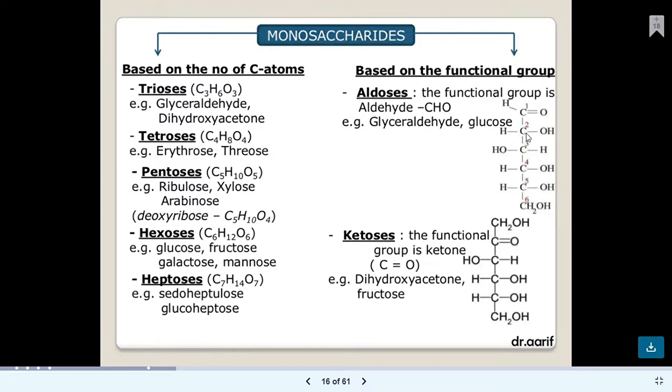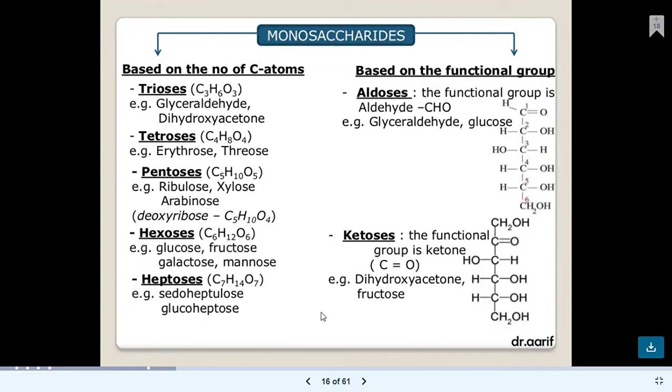Based on functional group, you have aldoses and ketoses. Aldoses are the ones that have the aldehyde functional group, that is CHO, for example glyceraldehyde and glucose. These all come under aldoses. If you can see the structure here, you will have one CHO right here. This is an aldehyde.